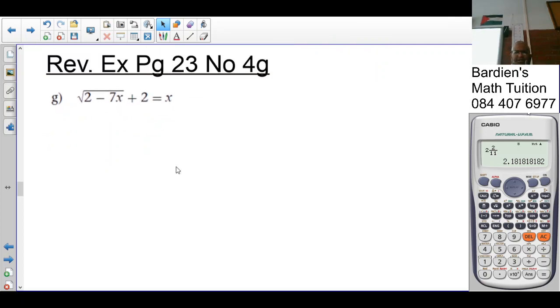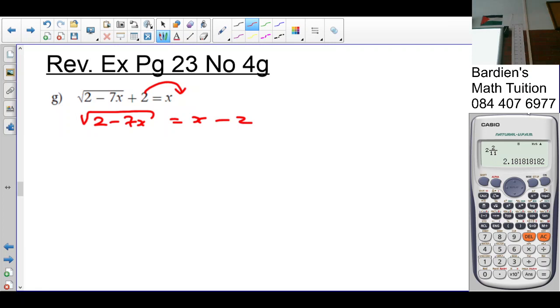Okay, so this one we're going to do together. Write down your reference along. What's the first bullet that we need to do? The first point we need to look at? Isolate the root. So what did we do? Took that 2 over. So you get the square root of 2 minus 7x is equal to x minus 2. You all agree with that?